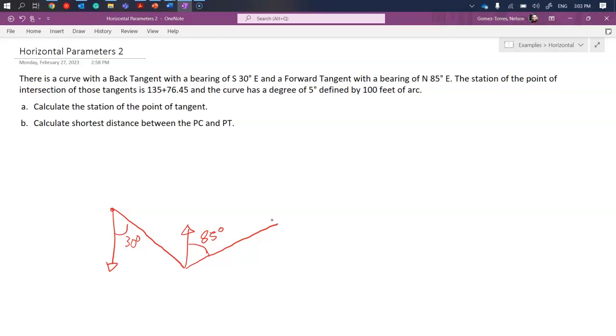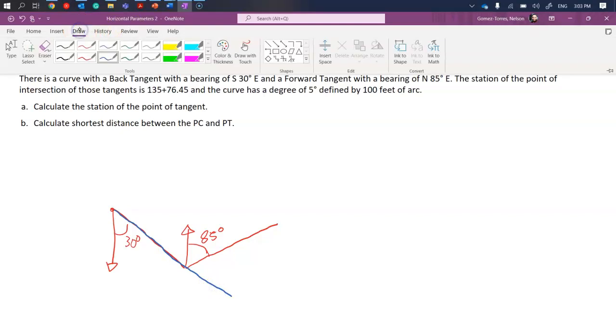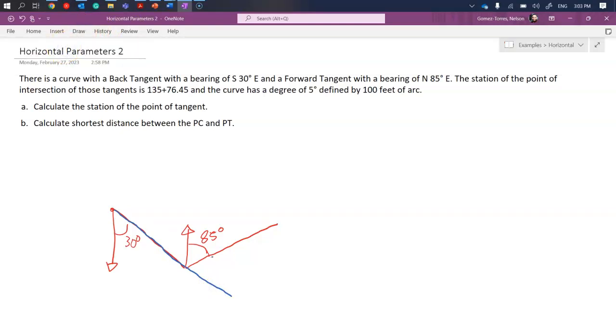I know that because I want to get the PT, I'm gonna need I, the angle of intersection. To do that, let me go right here. Let me extend the back tangent. And from that extension of the back tangent, I can measure here. This will be the angle I.